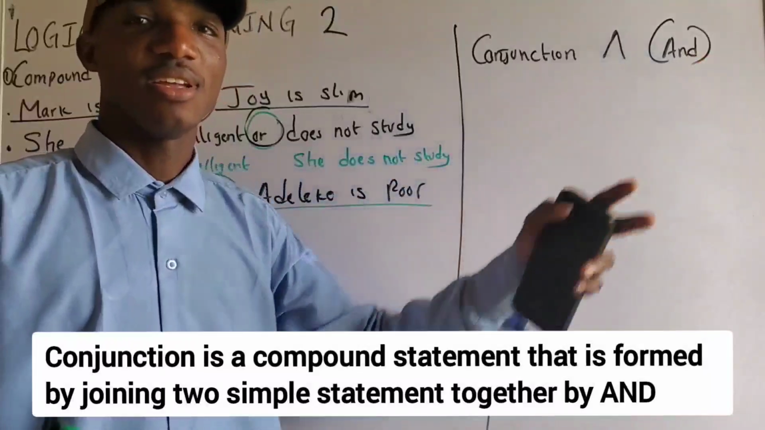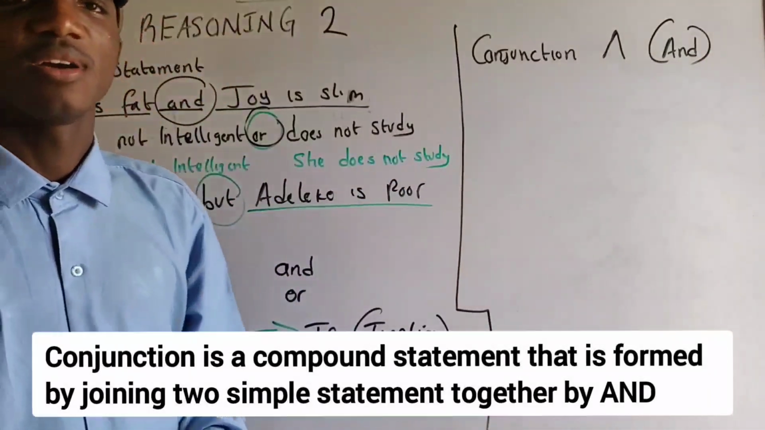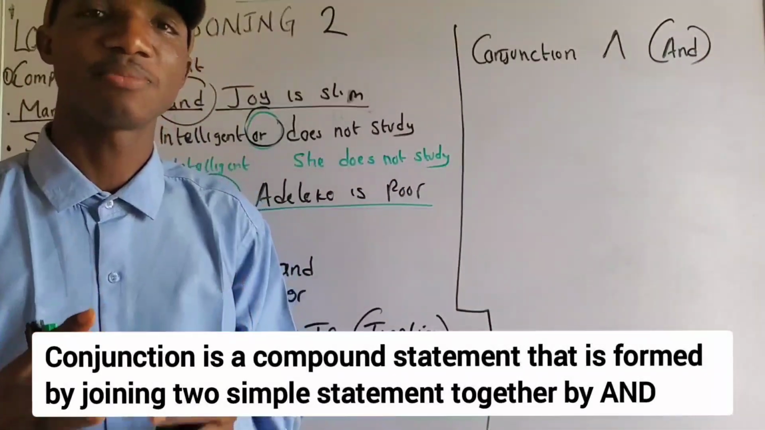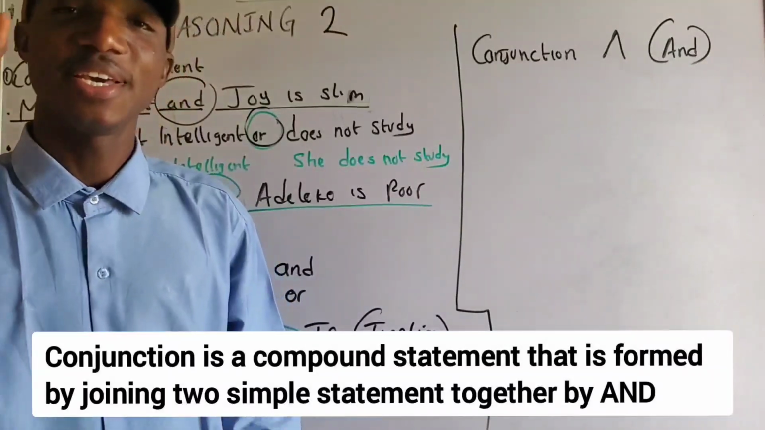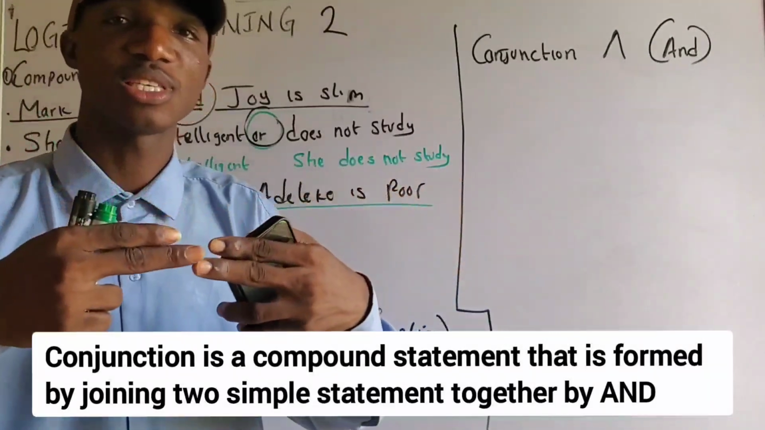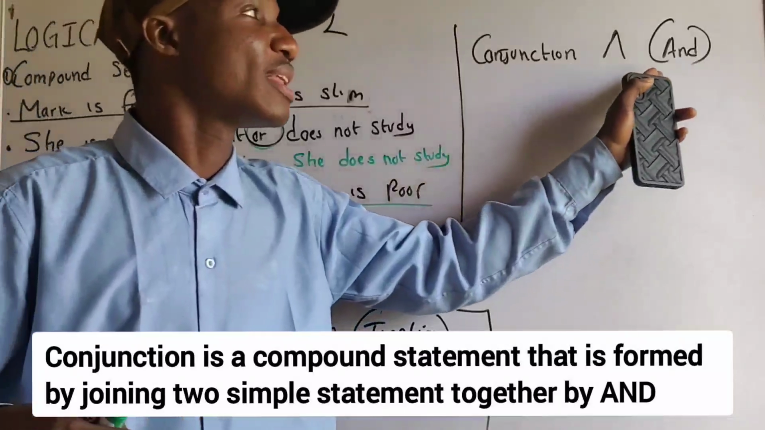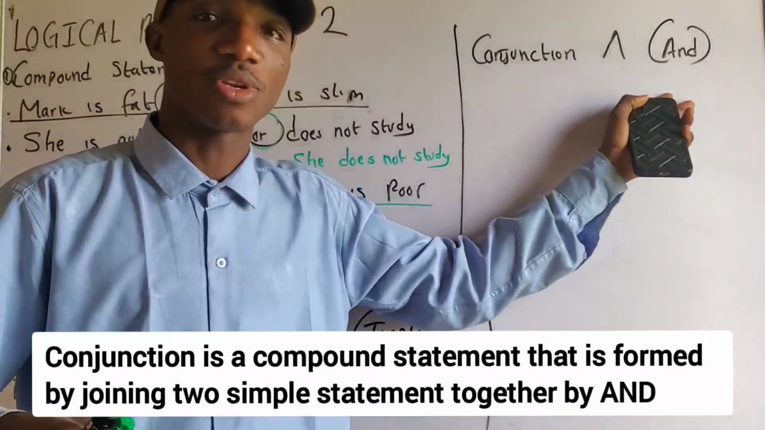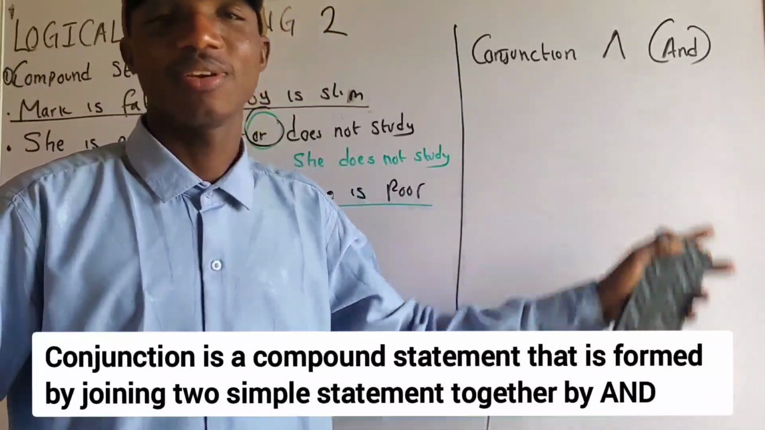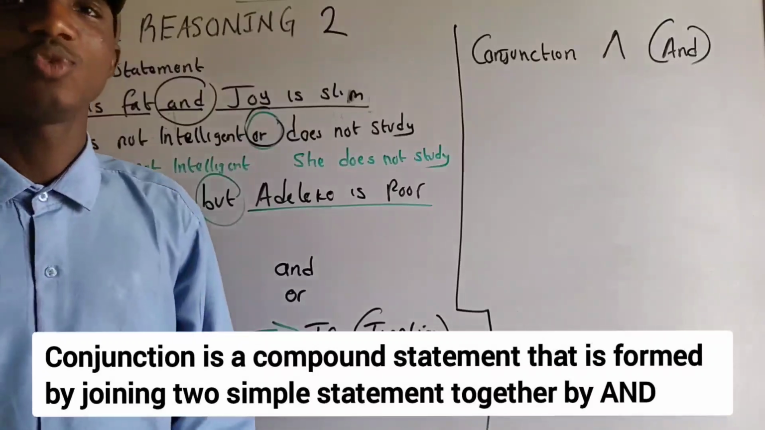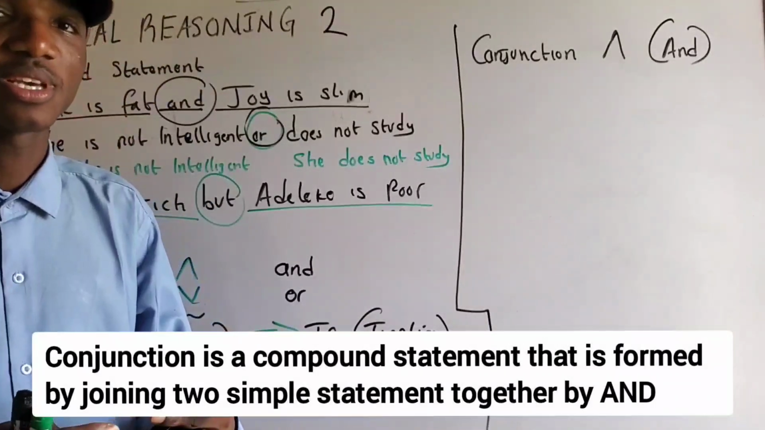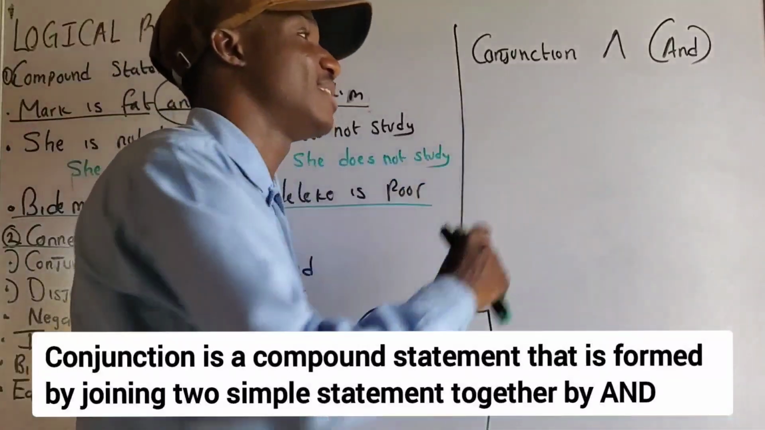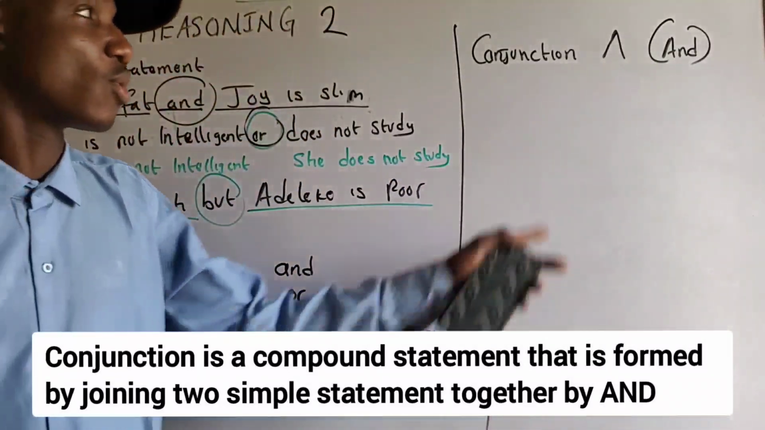Let me explain again. We have a conjunction compound statement if we have two simple statements connected by the word "and". So anytime you have two simple statements connected by the word "and", the name of that compound statement is conjunction.